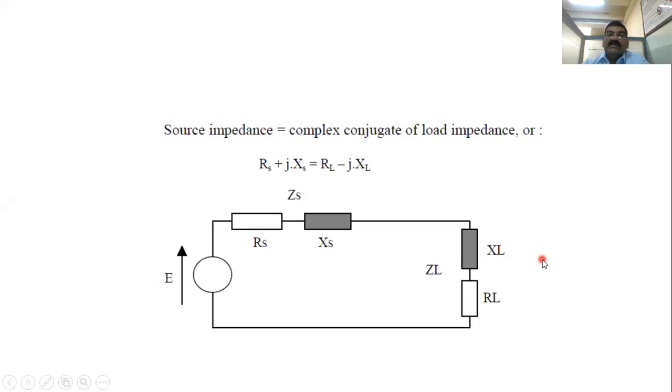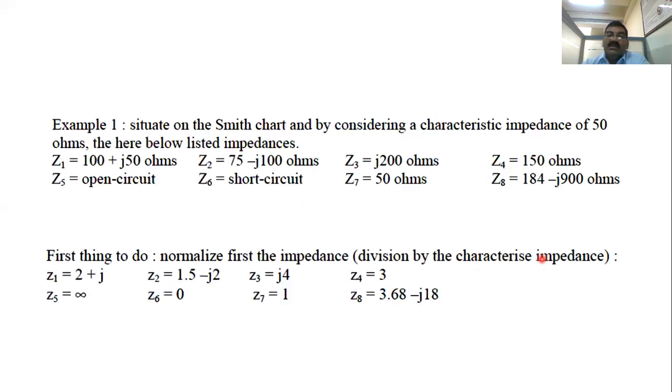So this is one basic example application of the Smith chart. Now, some impedances are given. This is Z1, Z2, Z3, Z4, Z5, Z6, Z7, Z8. Various impedances are given. So here I'm trying to show you how you can plot and utilize the Smith chart.